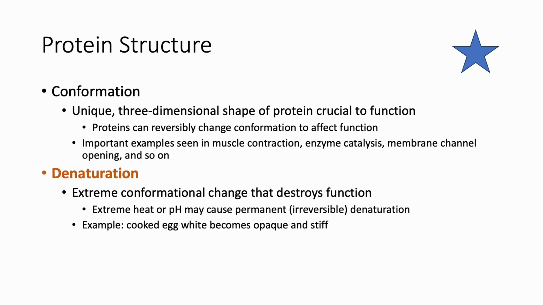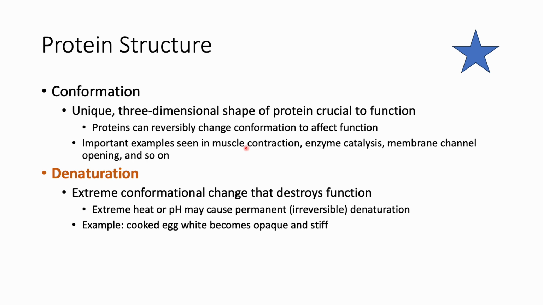Our proteins have a specific three-dimensional shape. That means it has a specific conformation. And this three-dimensional shape is crucial for that enzyme to function properly. If the shape is not correct, the enzyme or that protein will not function correctly at all. Proteins can reversibly change conformation to affect their function. So if we need to have muscle contraction, we will change conformation. If we need to stop contraction, we'll change conformation again.